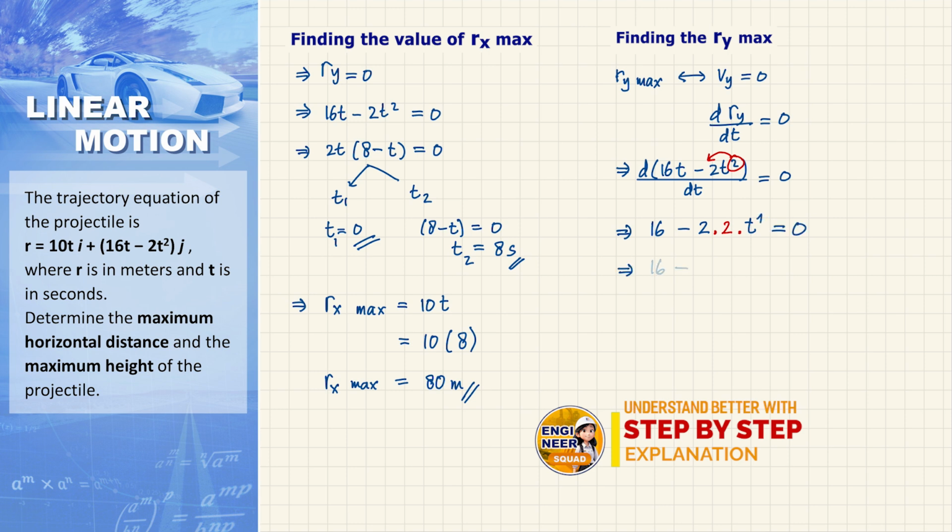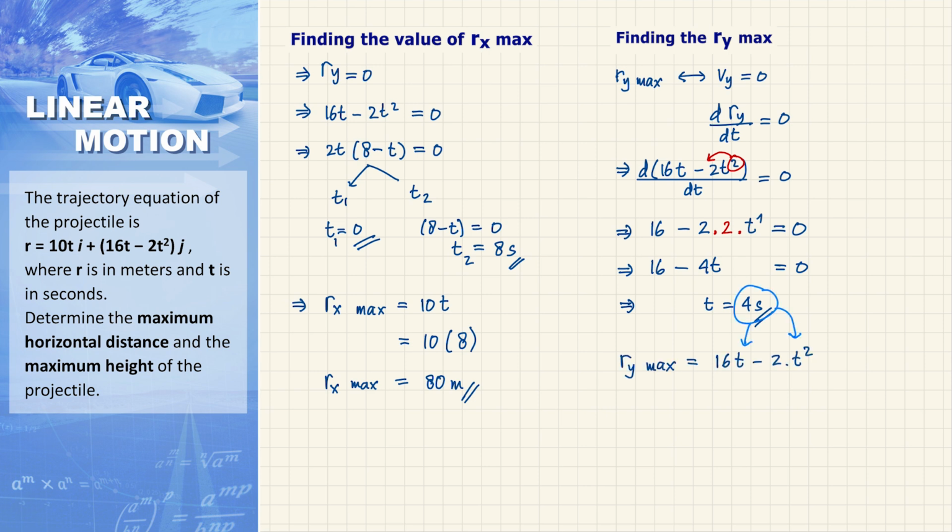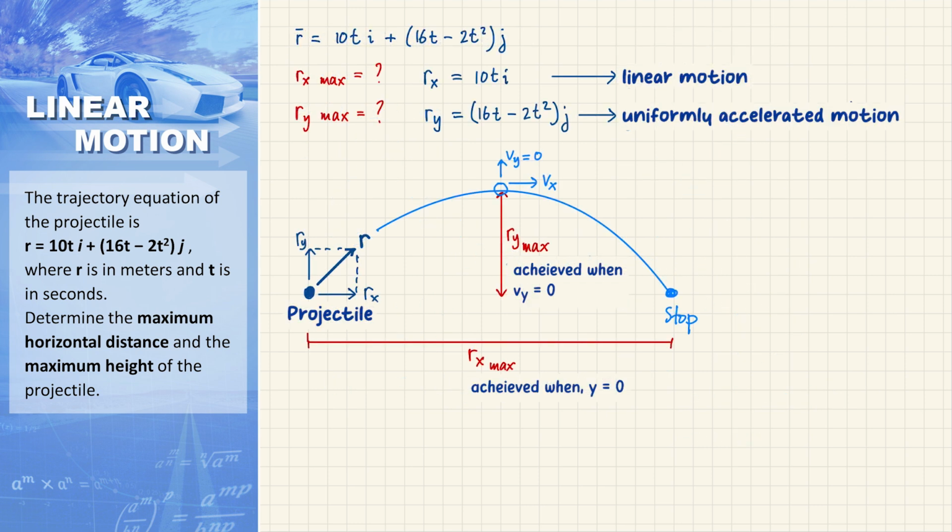The equation becomes 16 minus 4t equals 0. We find t equals 4 seconds. This value represents the time at which the vertical position is at its maximum. Next, we will substitute this t value into the formula of our y. It becomes 16 times 4 minus 2 times 4 squared, resulting in 32 meters.